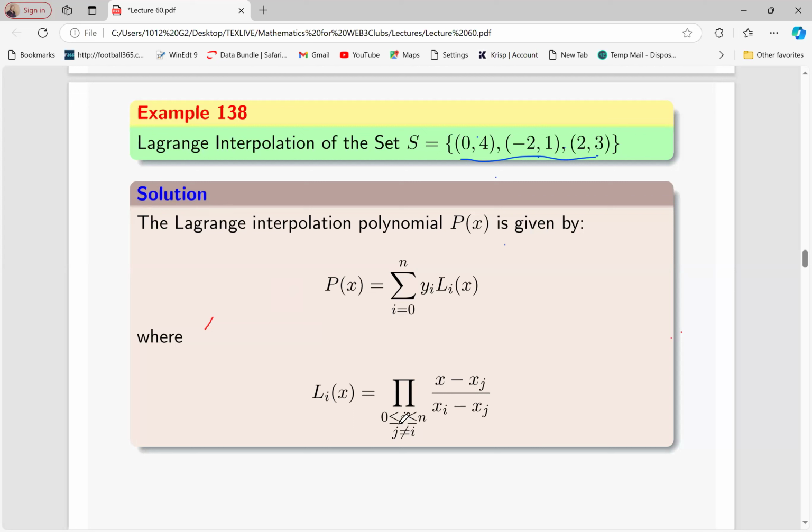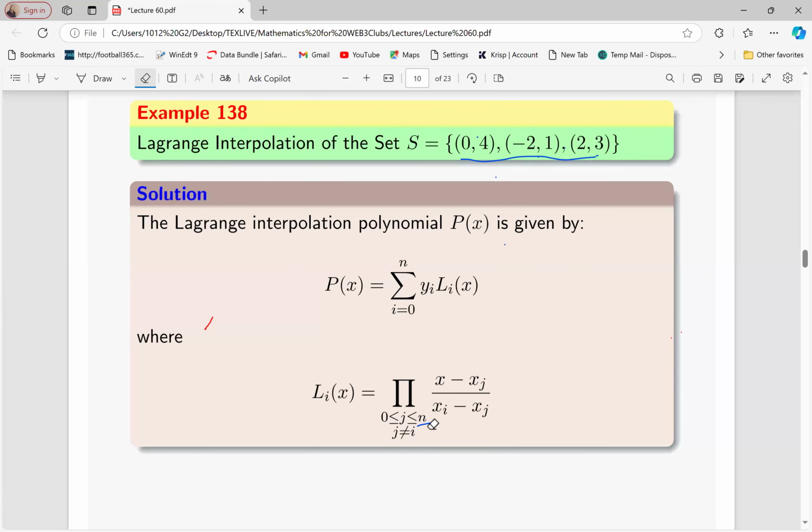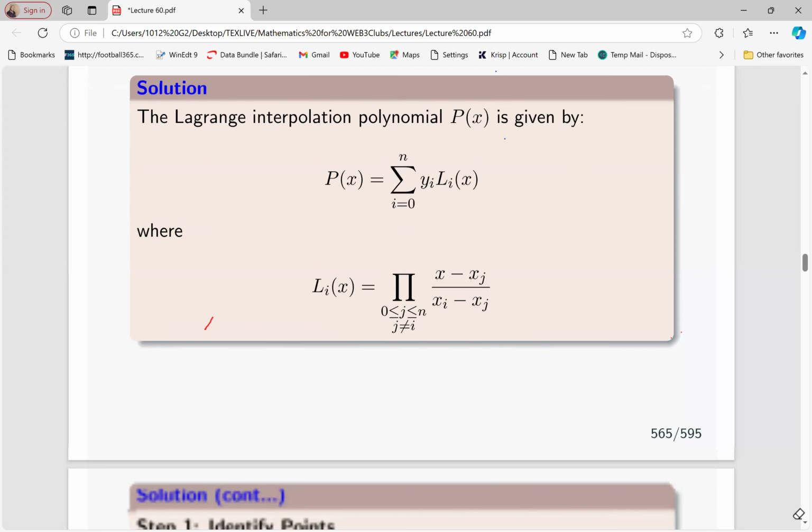So the same thing, this one can also change, j from 0 to 2. So you change all of them. This one is for the general one, if the points are running from the 0th point to the nth point. But now, if you have only 3 points, n changes to 2.